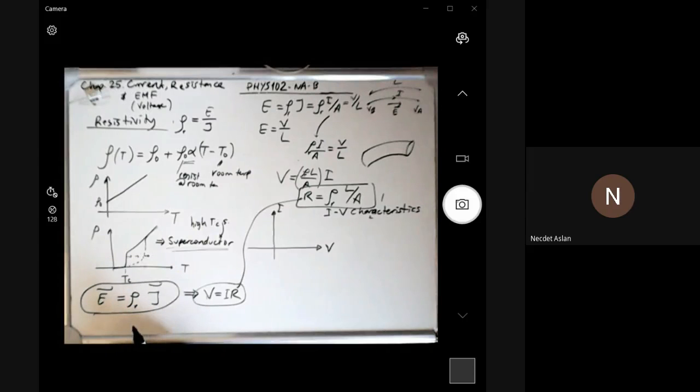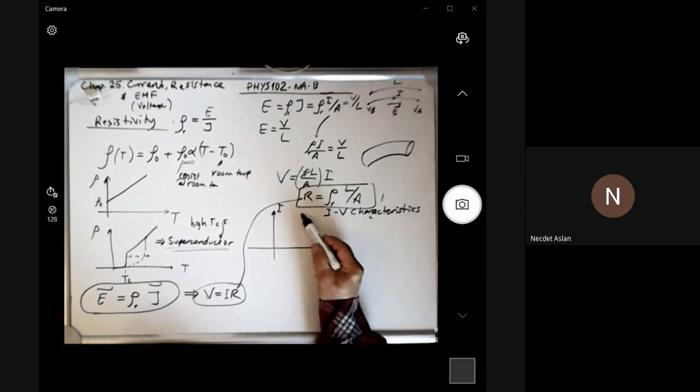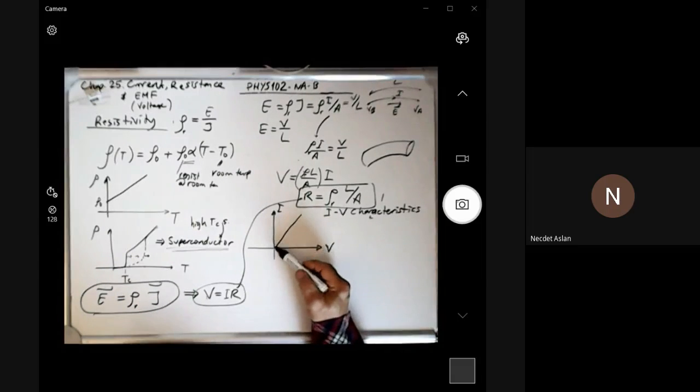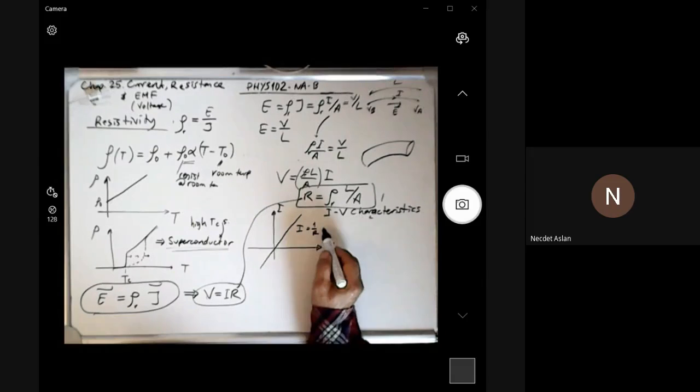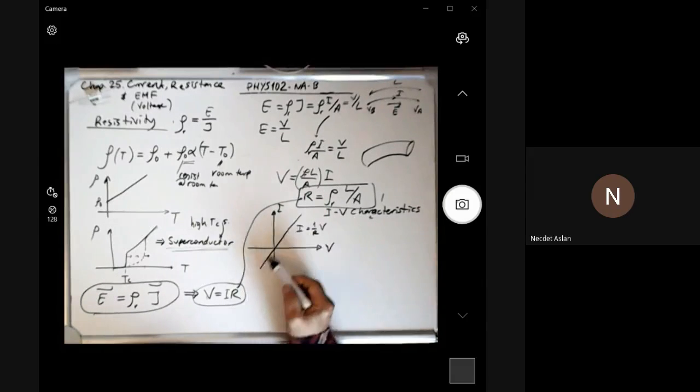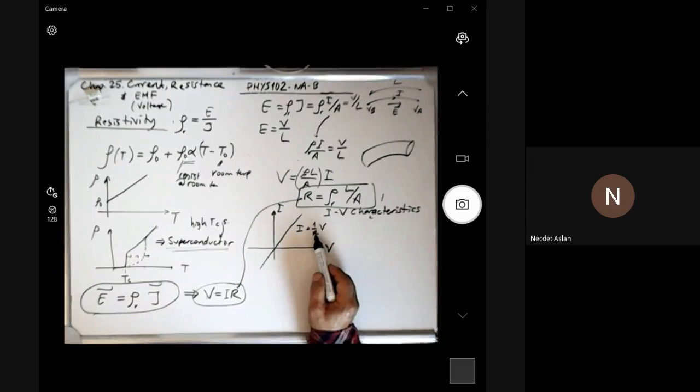Okay, so now for us, this is what we have. V equals IR, or I equals 1 over R times V, right? So the slope of this straight line is 1 over R, inversely related to the resistance. Now, if the resistance increases, the slope reduces. So we have now this kind of curve.